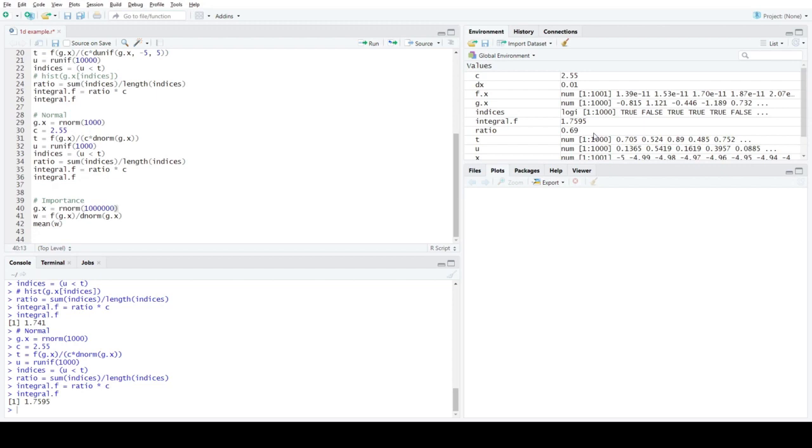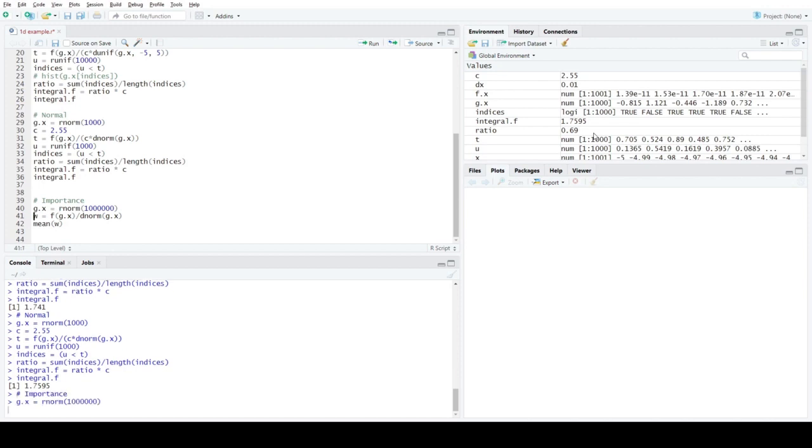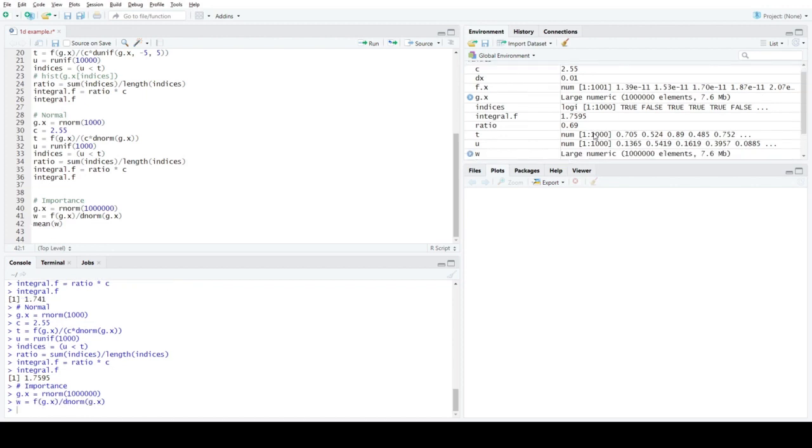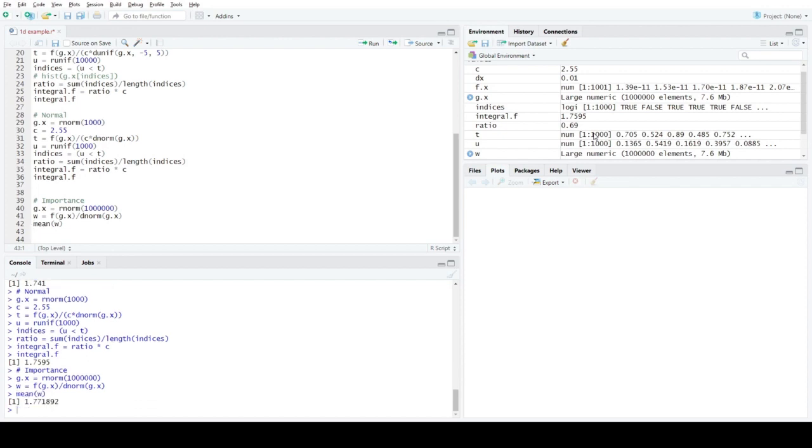Lastly, let's go over importance sampling. So in importance sampling, let's say we used the standard normal distribution as our easy distribution, as g of x. So we draw from this distribution, and for each point that we drew, we calculate the ratio between f of x, the integral that we are looking for, divided by the g of x at that point. And then we simply calculate the mean of all the values that we drew, and we can see again it's 1.77, so very, very close to the true value of the integral. And those are the three methods that I wanted to show in this video.